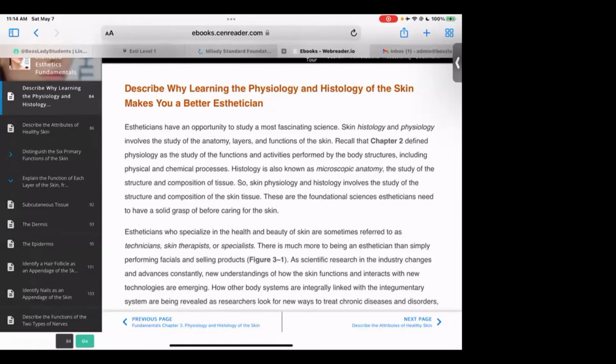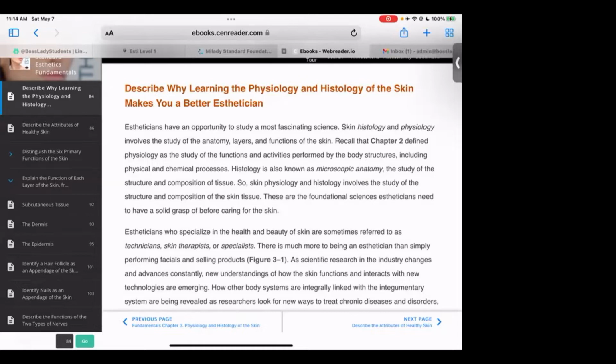If you haven't already, in chapter 2, you defined physiology as the study of the functions and activities performed by the body structures, including both physical and chemical processes. While histology is also known as microscopic anatomy, which is the study of the structure and composition of tissue. So in tandem, skin physiology and histology involves the study of the structure and composition of the skin tissue. These are the foundational sciences that estheticians need to have a solid grasp on before caring for the skin.